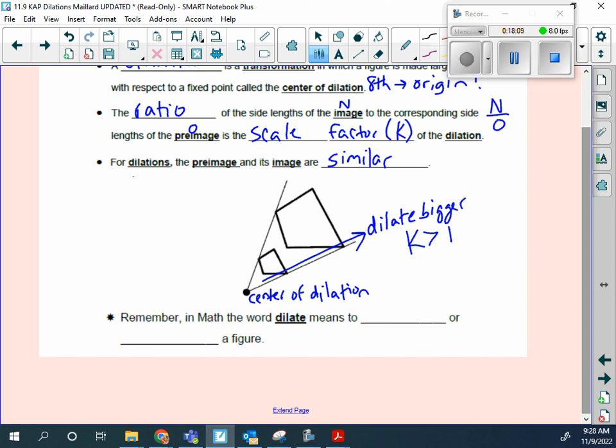Okay? So if I'm going this way, though, this is my original, and now I'm going back to here, it's shrinking. And what would you say? That the scale factor has to be less than 1. Okay? And then remember, in math, the word dilate means to reduce or enlarge. All right. Now on the bottom, I think you can probably dictate to me. Let's see what you can do.